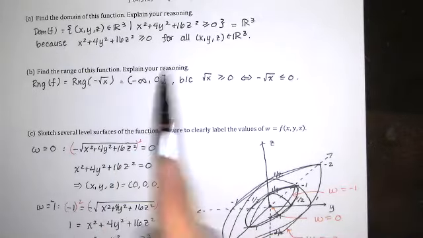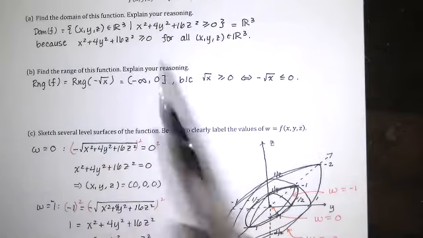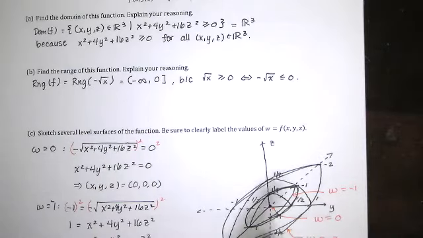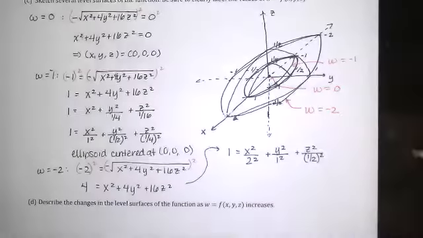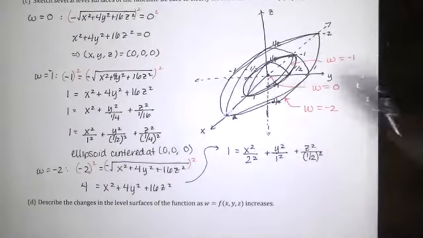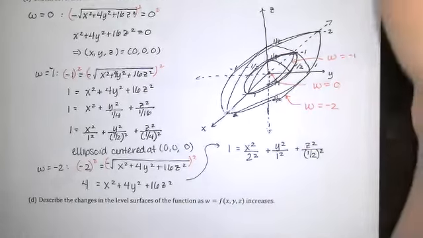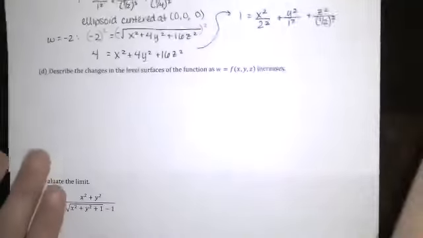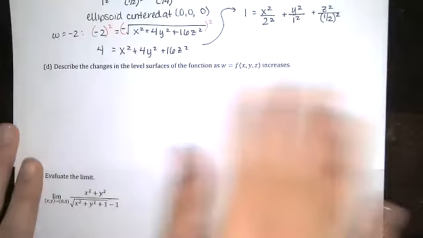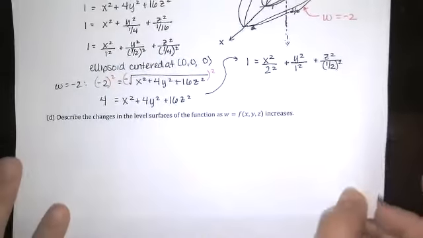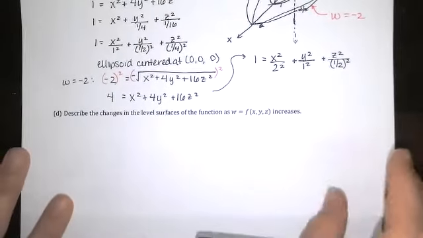As we go from -infinity to 0, those ellipsoids are getting smaller and smaller and smaller, but they all have the same dimension. They all have the same proportions. They're just shrinking. And then when W equals 0, we have a point at the origin, and then we're done. No more W's. So it said, describe the changes in the level surfaces of the function as W increases.